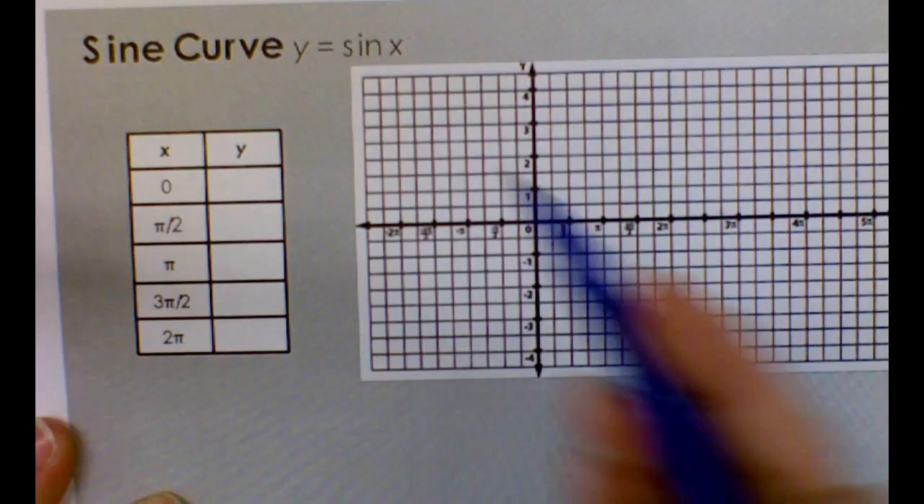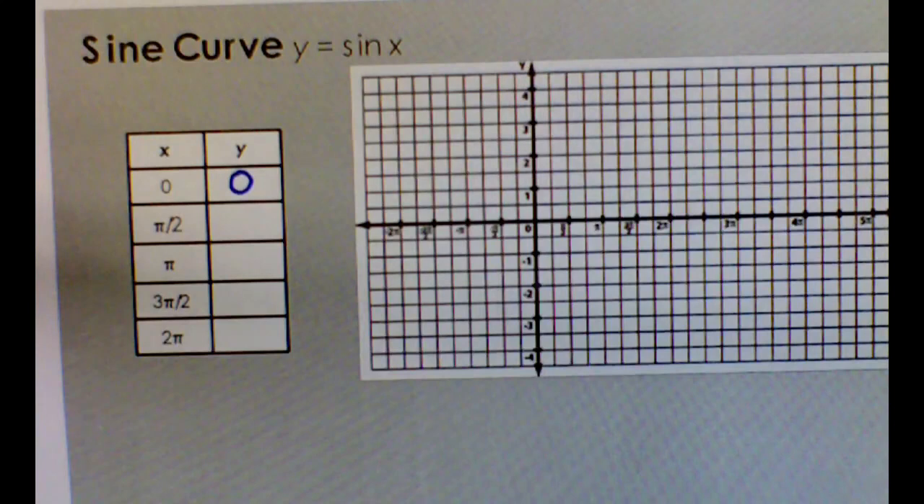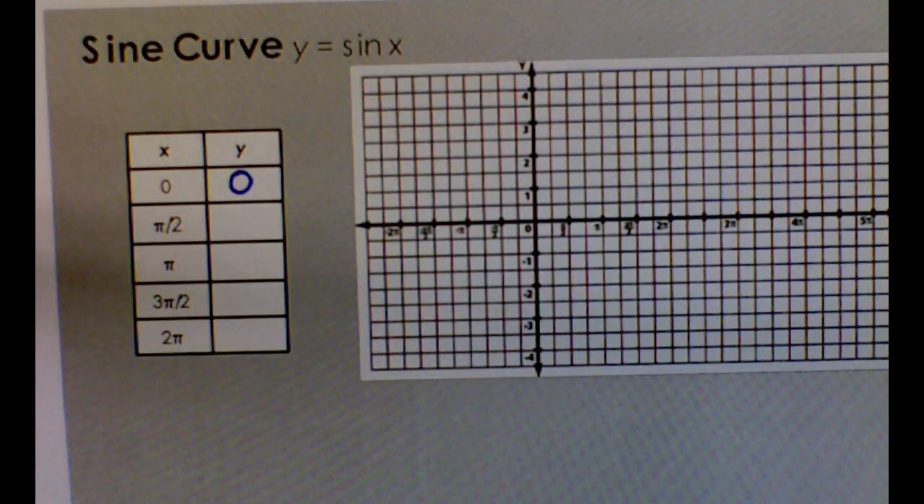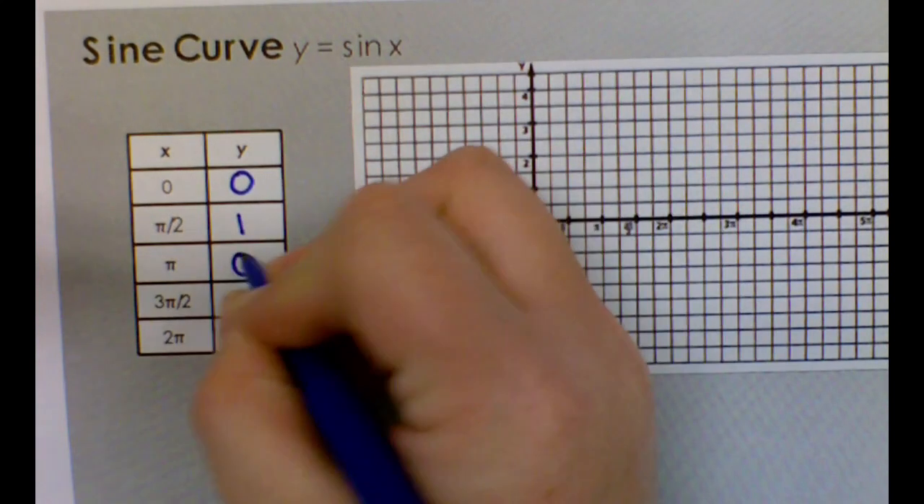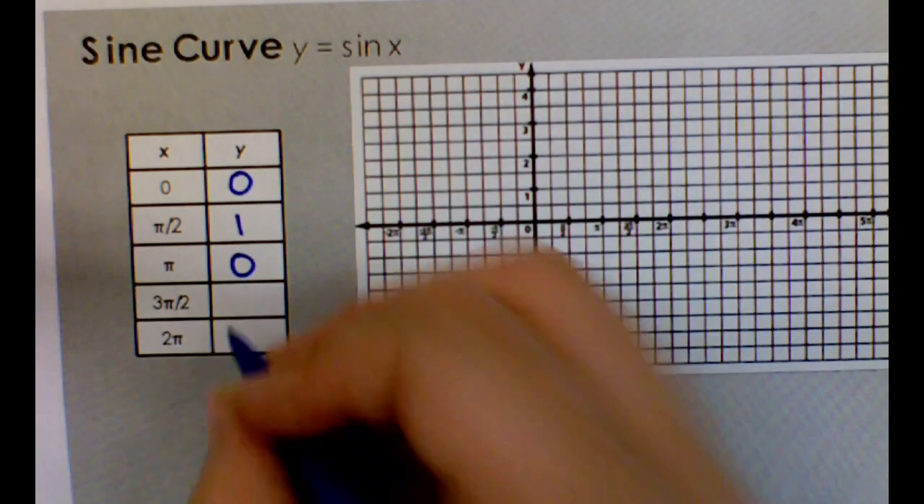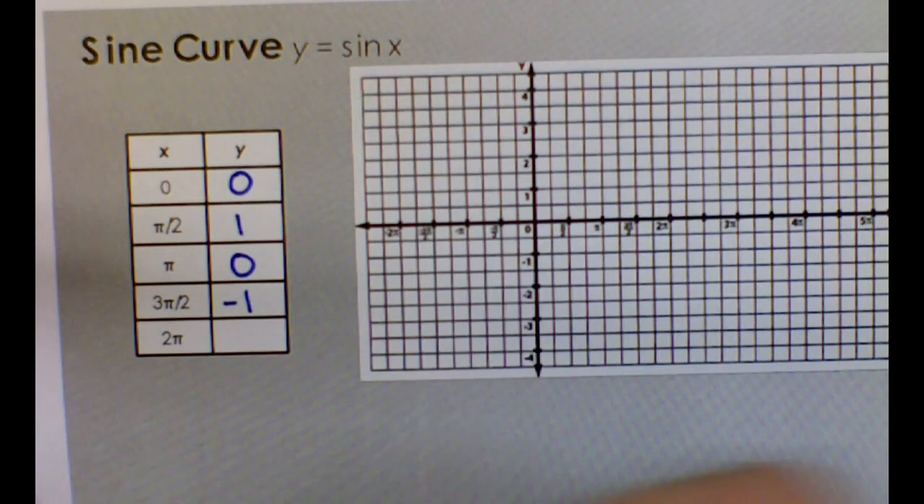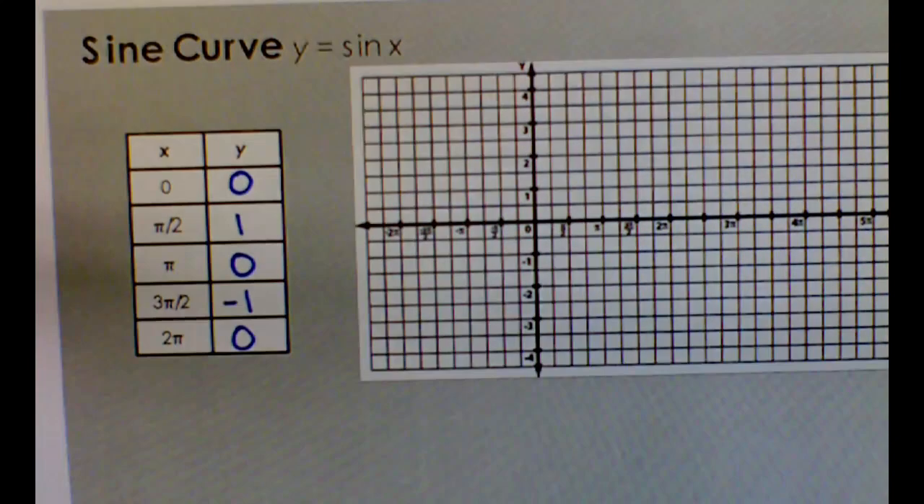The sine of 0 is 0. Use your unit circle to find these, right? The sine of pi over 2 is 1. The sine of pi is 0. The sine of 3 pi over 2 is negative 1. The sine of 2 pi is 0. And it keeps repeating over and over again.